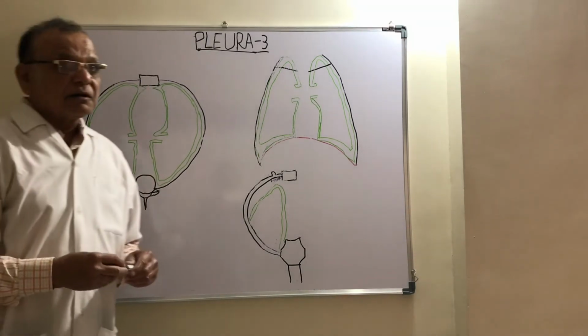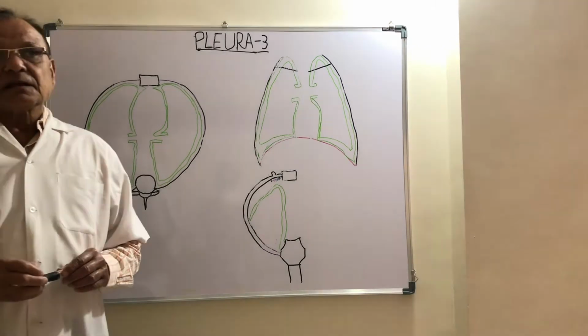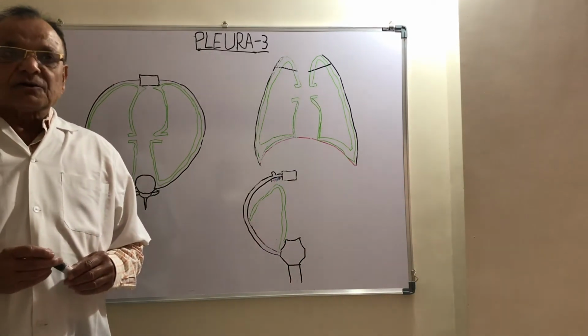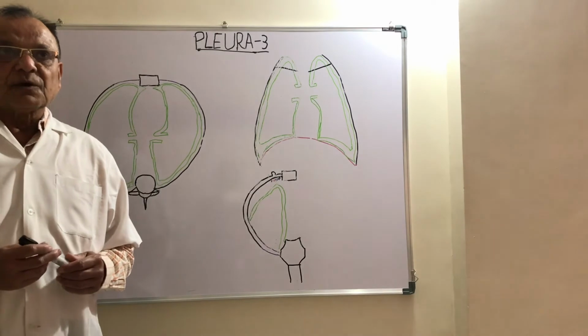Now we come to the blood supply and nerve supply of the pleura. First, the blood supply.